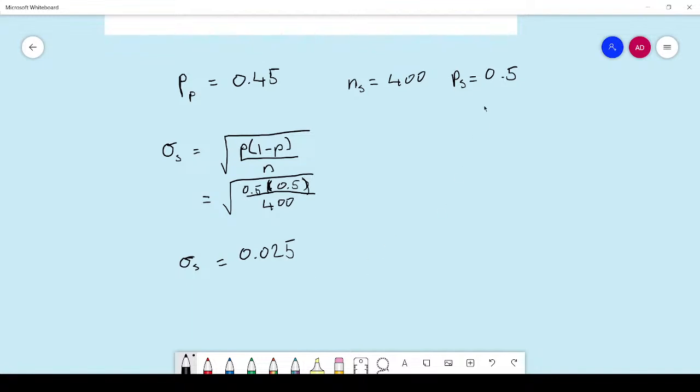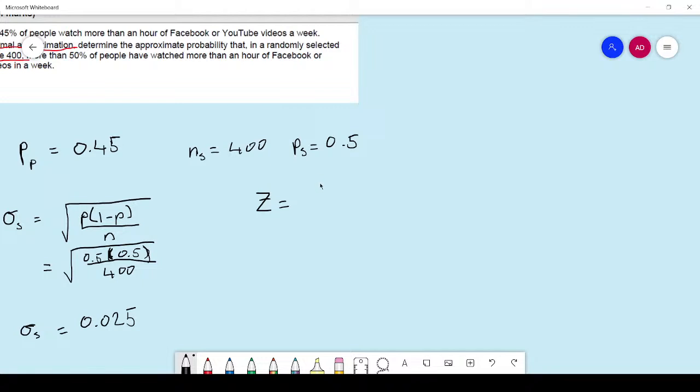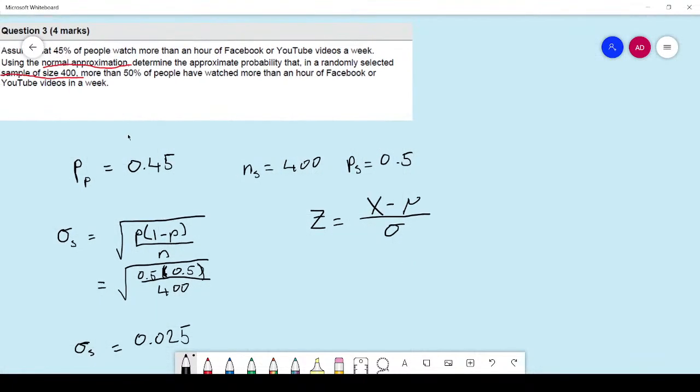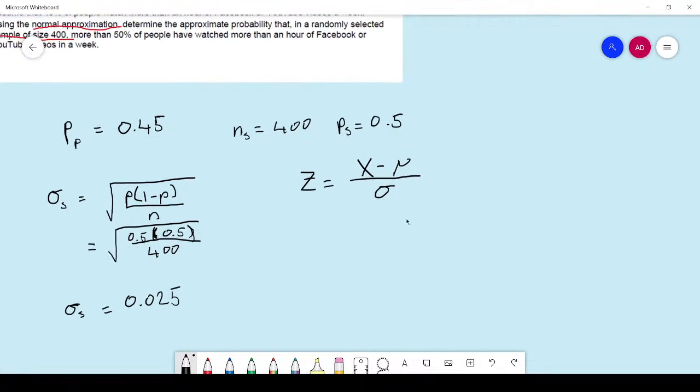So now that we have that, we can use this formula here. Z, and this is where we do our normalization. Z is equal to X minus mu over standard deviation. In this case, X is what we want, so we want 50%, and mu is the average. So on average, in this question, 45% of people watched it. And then we'll divide it by our sigma, 0.025.